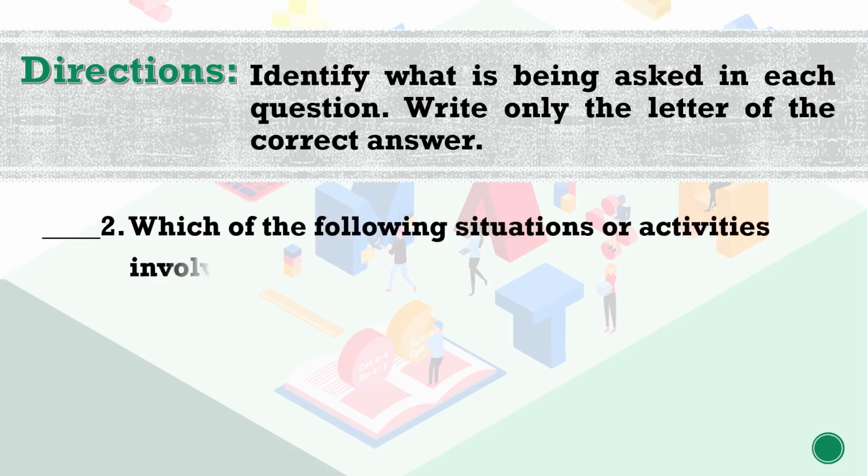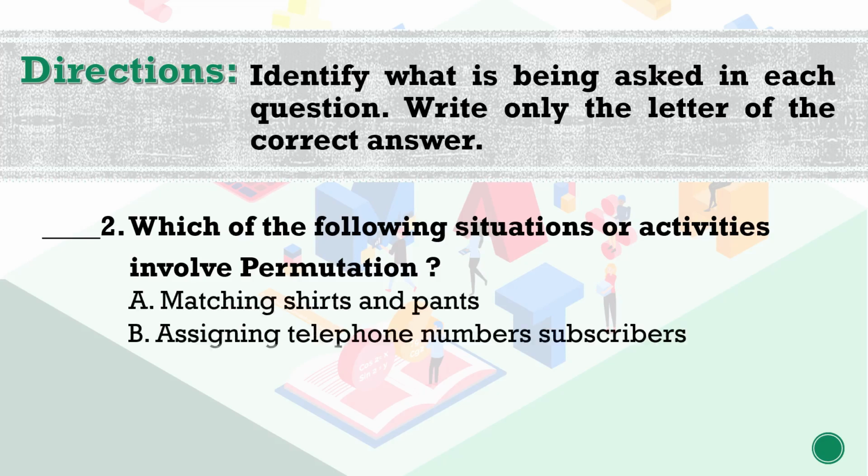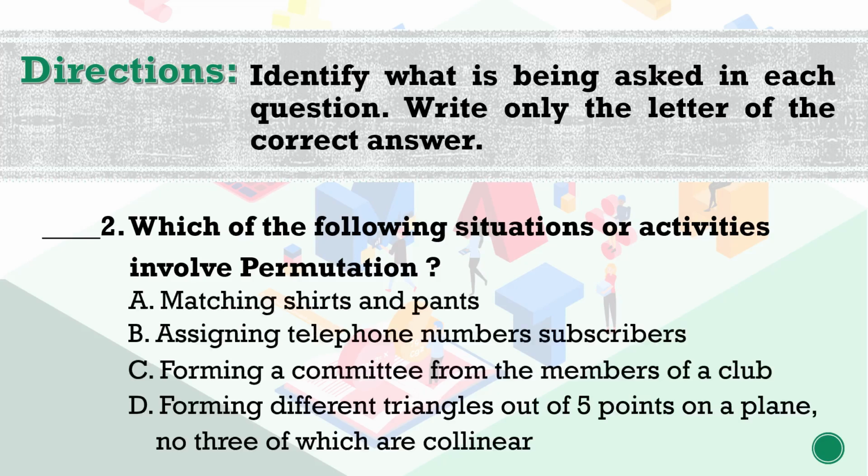Number 2, which of the following situations or activities involve permutation? Is it letter A, matching shirts and pants, letter B, assigning telephone number subscribers, letter C, forming a committee from the members of a club, or letter D, forming different triangles out of 5 points on a plane, no 3 of which are collinear? And the answer is letter B, assigning telephone number subscribers.